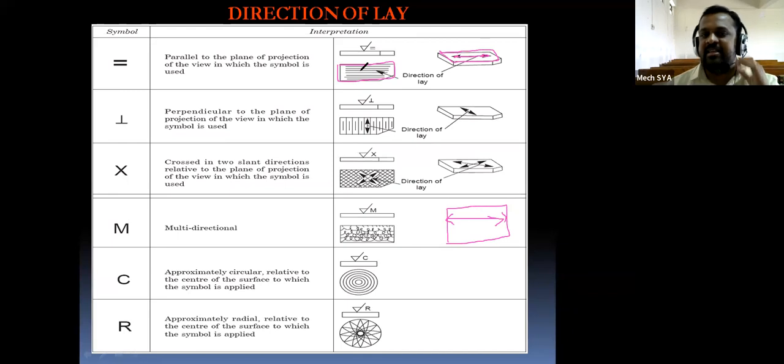मला सांगा या ठिकाणी आता त्या irregularities असे असतील. See, this is the surface. या surface वर असे parallel असतील. It is called the parallel direction of lay. It is called the parallel direction of lay. Understood? Understood or not?